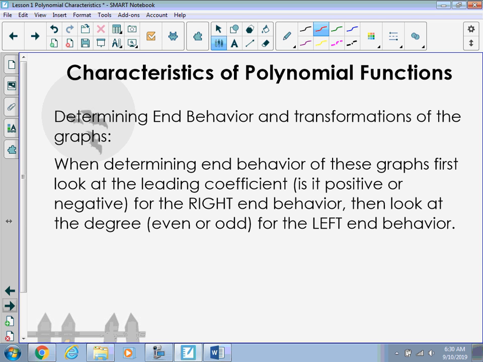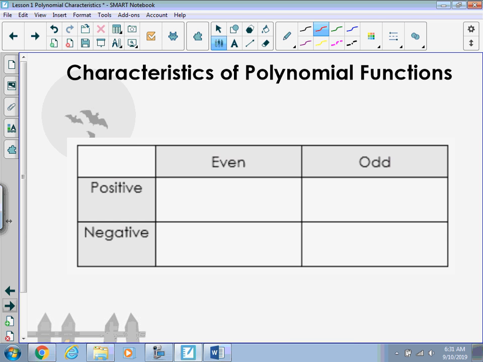So as x is approaching negative infinity, as x is approaching positive infinity. When we look, there are two things that we have to look at specifically. The leading coefficient. Is that number positive or is that number negative? And that's going to affect the right behavior of the graph. When we look at the degree of the graph, whether or not it is even or an odd number, that's going to determine the left behavior.